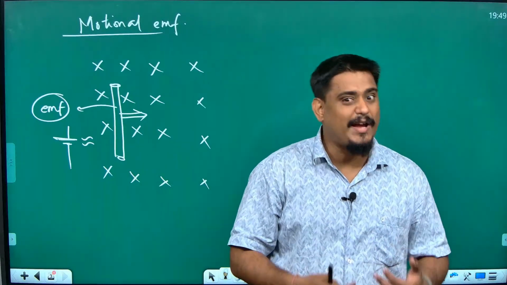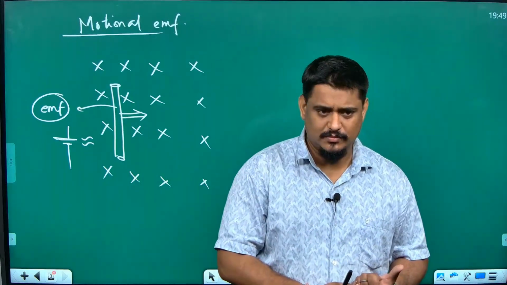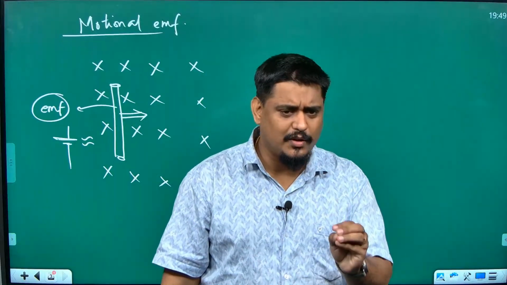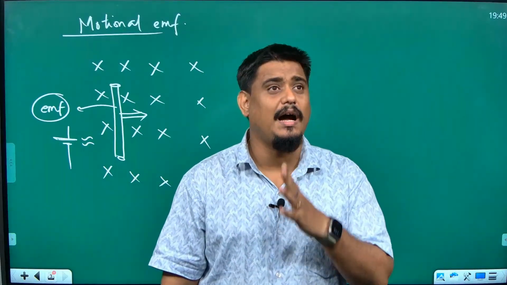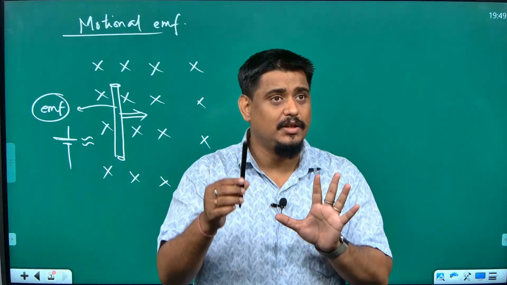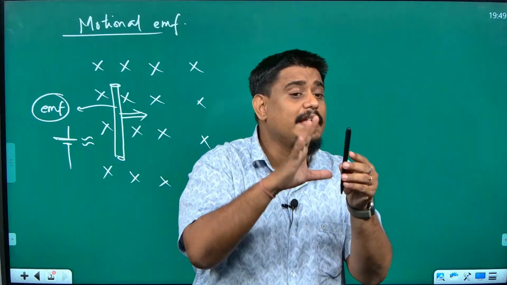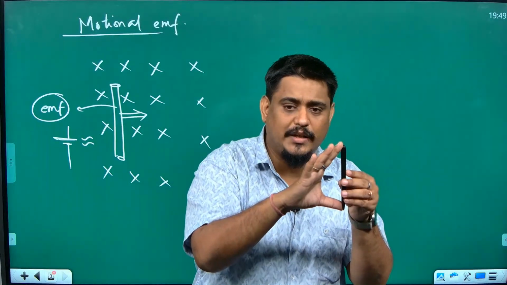The concept of why it happens, let us learn now. First, you understand what we are going to learn. Did you understand what we are going to learn now? I am going to explain how a conductor moving in a magnetic field becomes a source of EMF, that is, behaves like a battery.